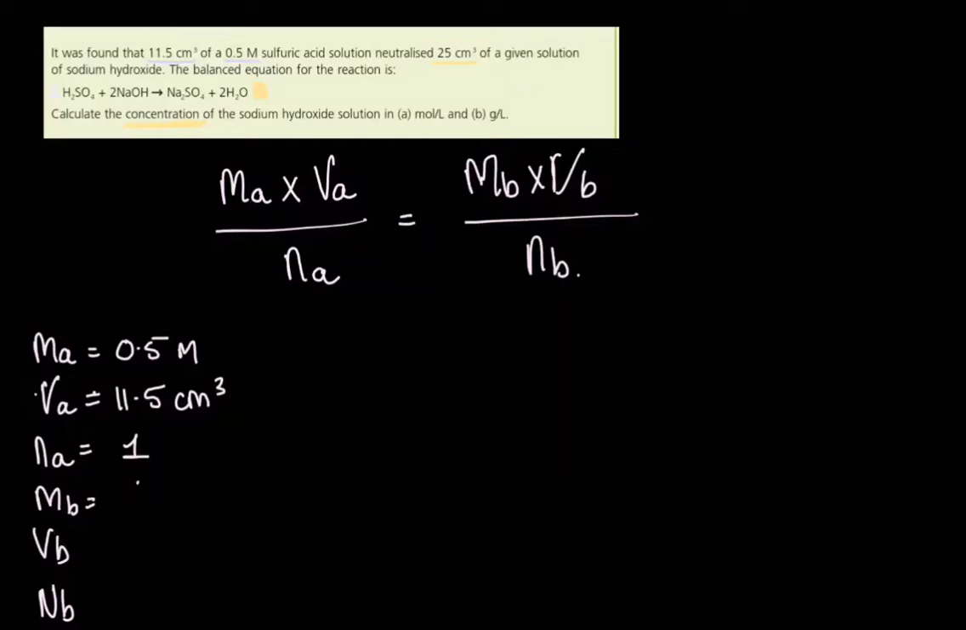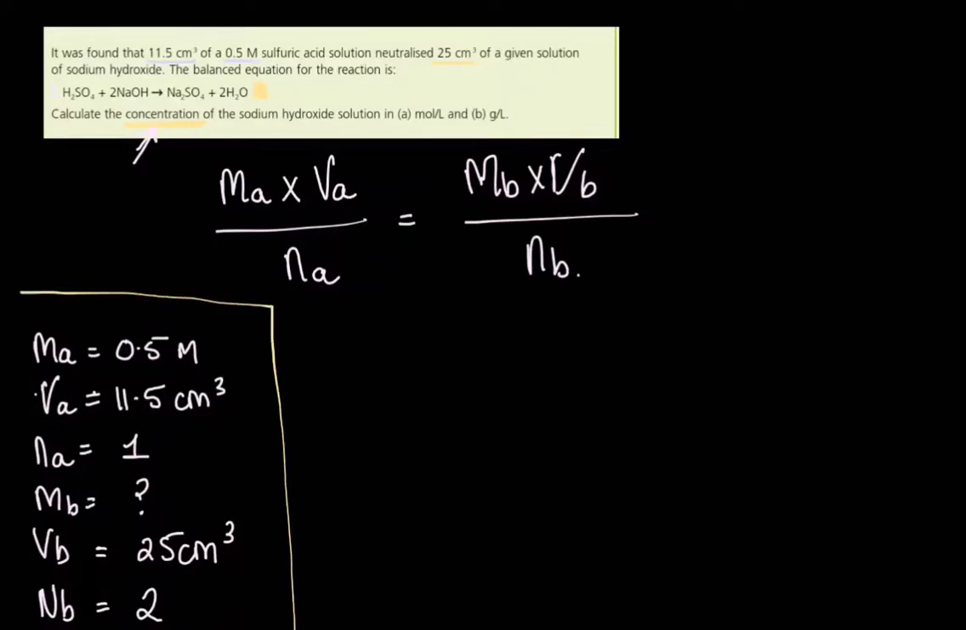Then the molarity of the base, we don't know. That's what it's asking us to find out in the question. The volume of the base is 25. And the number that's linked with the base is in the equation again, and you can see it is 2. There's a big 2 in front of the NaOH. So there we go. Seeing that we're only missing one of these variables, we can sub all of them into the equation and we'll be able to figure out the molarity of the base.